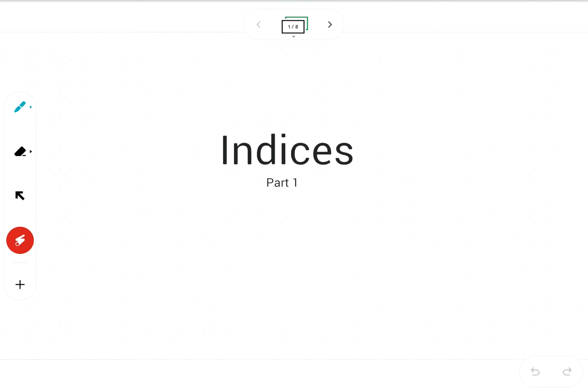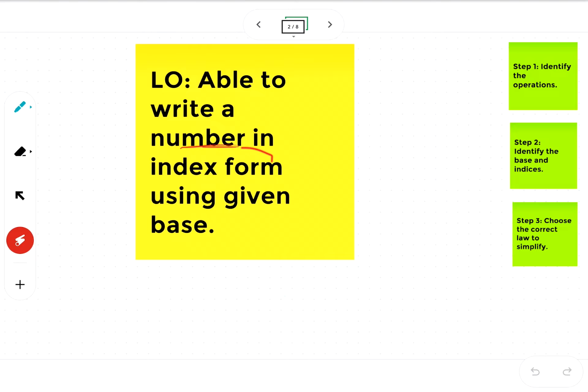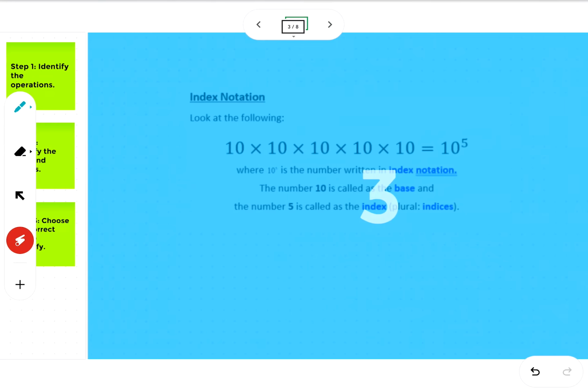So today we will do another topic, a new topic, indices, the first part. Our objective for today's lesson is to be able to write a number in index form using a given base. So the keyword here is index form. Since this is only the first part, we will only be looking at 3 laws or rules in order to simplify given expressions. These are the steps that we'll be using today.